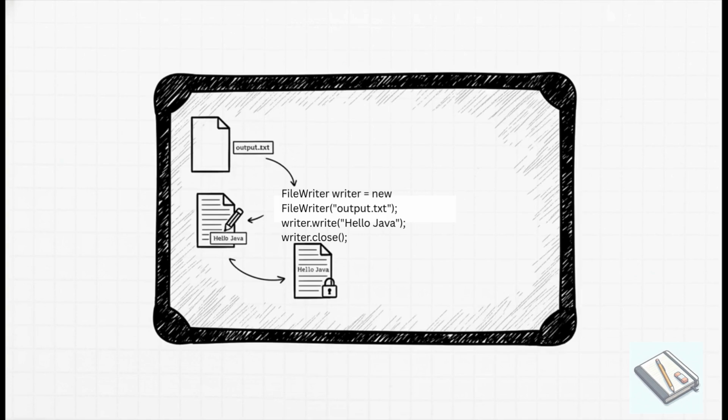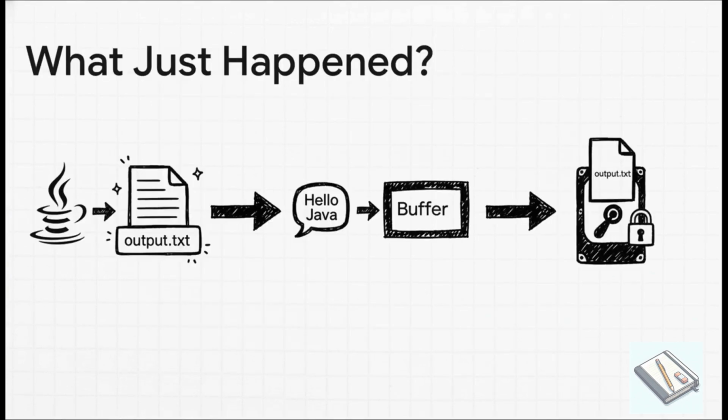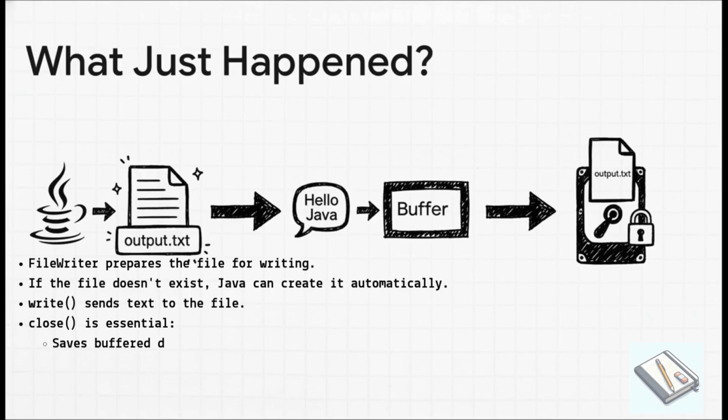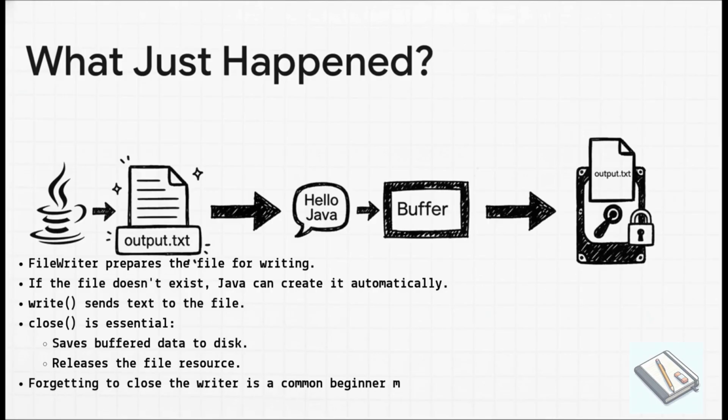Simple as that. So, what was Java really doing behind the scenes? Well, first, it got the file ready. And get this, if output.txt didn't even exist, Java just made it for you. Pretty cool, right? Then the write method sent our text over. And that final close method? Absolutely crucial. It's what actually saves the changes to the disk and then releases the file so other programs can use it.